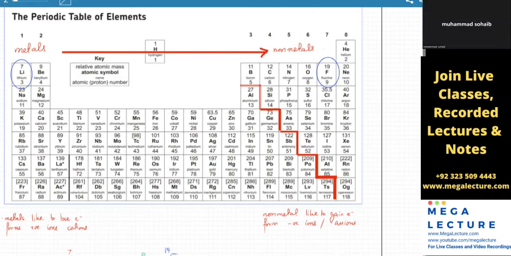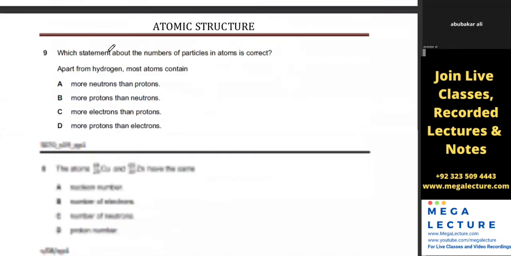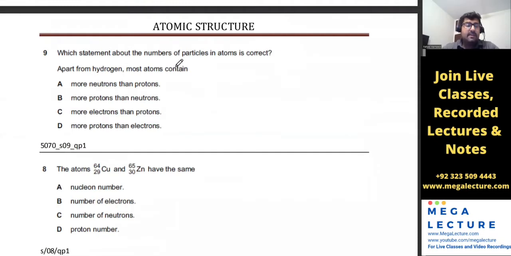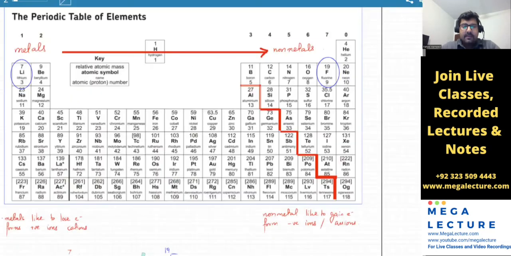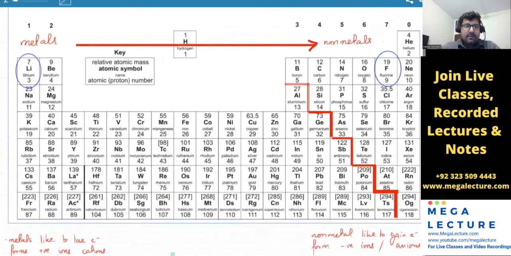So which statement about the number of particles in atoms is correct? Apart from hydrogen, most atoms contain more neutrons than protons. Is that statement correct or not? It's a general statement, most atoms. So we're going to pick some atoms and try to figure this out. More neutrons than protons.